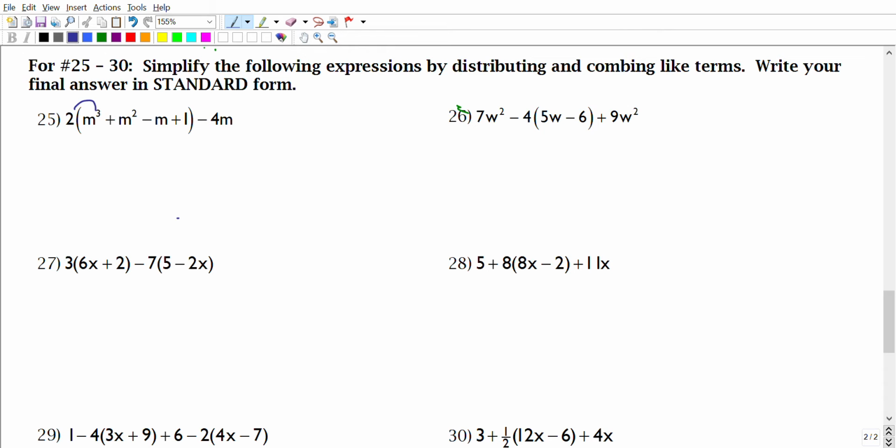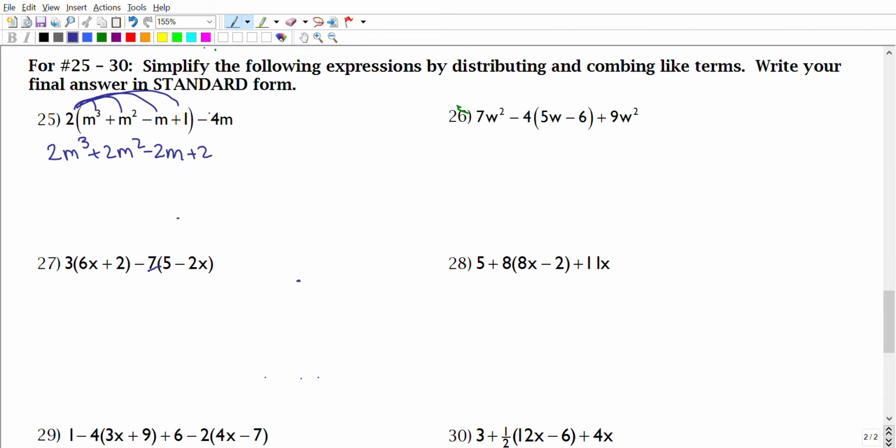Alright, so we have this -2 here that we have to distribute. So the positive 2. So 2 times m to the third is just 2m to the third. 2 times m squared is positive 2m squared. 2 times -m is a -2m. And 2 times 1 is a positive 2.